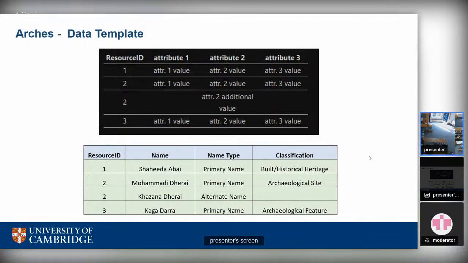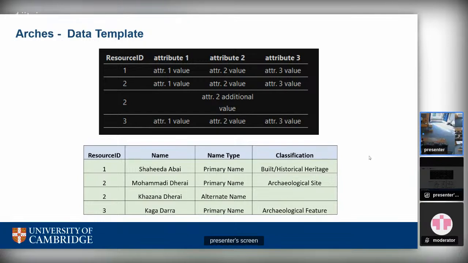So to deal with these multiple attributes, Arches recommends a specific type of data format. In the tabular or CSV format, you have to use a multiple row structure. For example, you would use common resource IDs to tell Arches that it's the data for the same resource, but then you will use multiple rows to specify the others. In the example at the bottom, you can see that site number 2 has more than one name, Mohammadi Derai as the primary name and Khazana Derai as an alternate name. So you just simply made two rows for it.